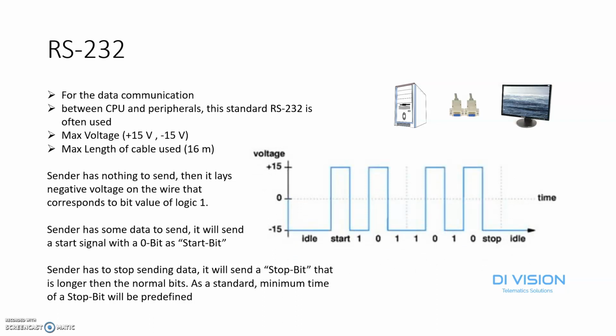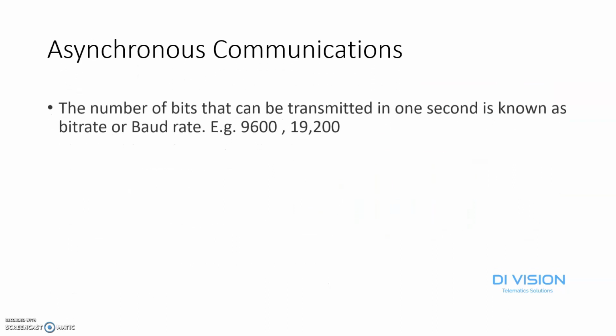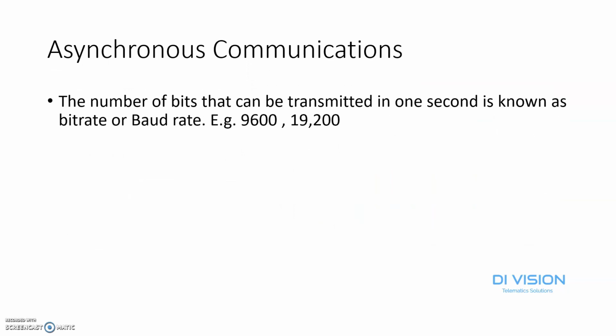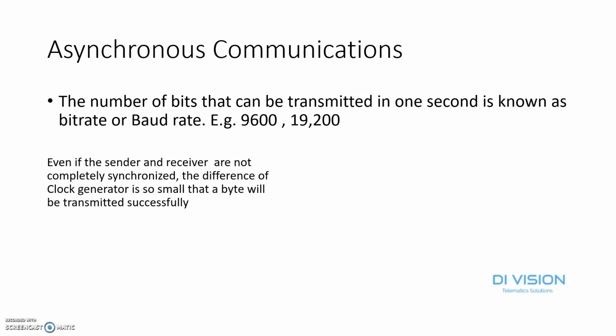As you can see in the graph here, the idle state is defined by the minus 15 volts, so it corresponds to the bit value of logic 1. When the sender has to stop sending the data, it will send a stop bit, and that is longer than the normal bits. As a standard, the minimum time of a stop bit will be predefined on the sender and receiver sides. The number of bits that can be transmitted in 1 second is known as the bit rate. 9600, 19200, these are the bit rates of other serial communication that you can find on USBs.